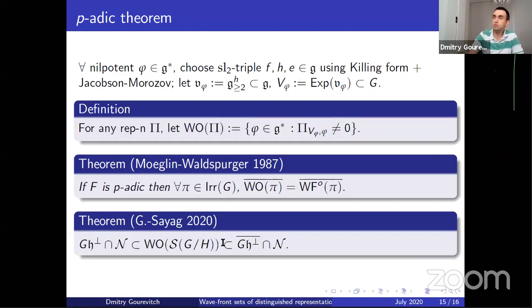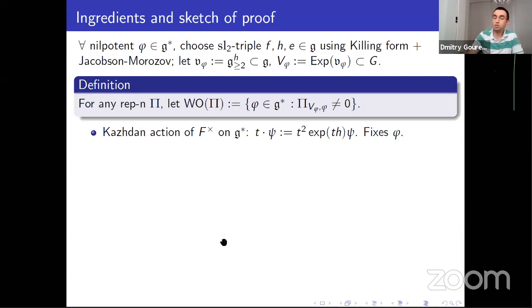Well, let me tell you how we proved it. We need some more ingredients. We need the Kazhdan action. Actually, this is the action that defines the Kazhdan filtration for W algebras. The action is the following. It's the action of the multiplicative group: we multiply an element t from the field by H. We exponentiate this. What does it mean, exponentiate? Well, H defines a torus, a Cartan, a one-dimensional subalgebra of g, which also defines a one-dimensional torus in the group. So there is a map exp(tH) for small t. And this acts on psi by the coadjoint action, but we also multiply this by t squared.